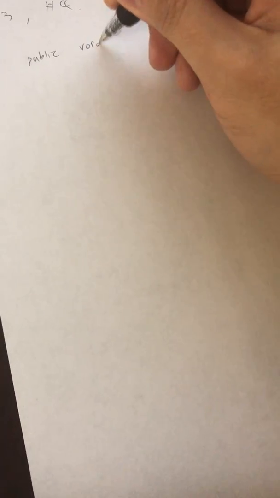I'm going to write public void target sum subarray, and I'm going to take an integer array as an input, and of course sum as my input.